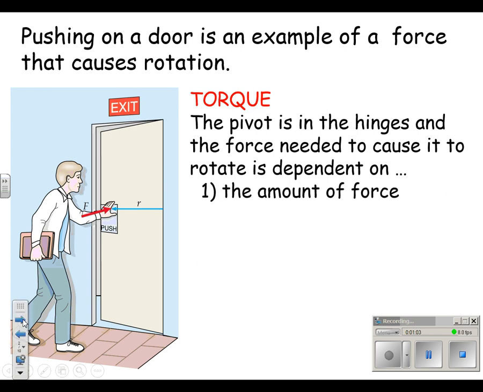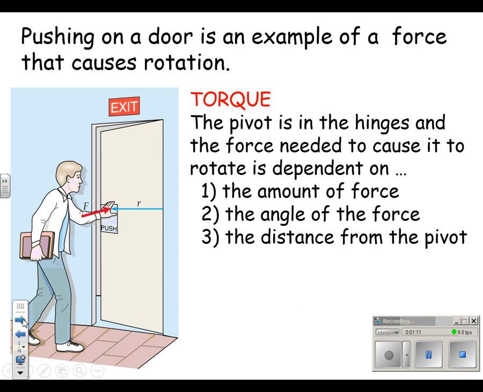One, for torque to happen, there has to be a force applied. Two, there has to be an angle between the force applied and the rotation it causes. There has to be at least a 90 degree. They can't be on the same plane with each other, so there has to be some sort of angle that exists between them. And then the distance from the pivot point will affect the torque as well.